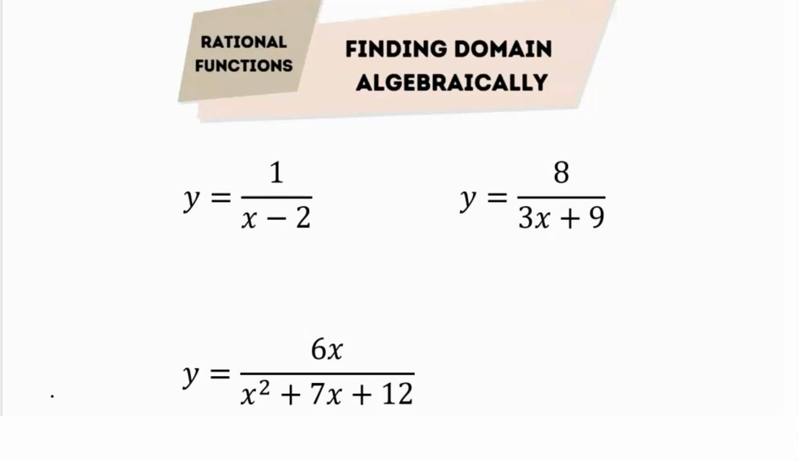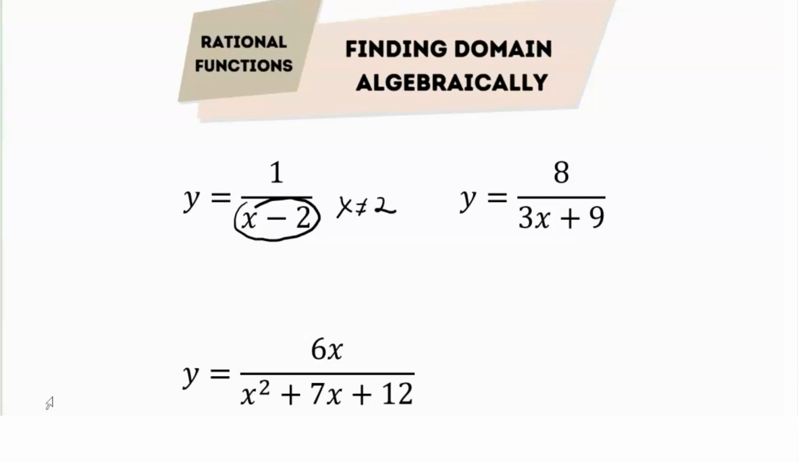So I have y equals 1 over x minus 2. What we want to remember is that if we divide by 0, it's going to be undefined. So with rational functions, it's either going to be a hole or it's going to be a vertical asymptote. So we want to make sure that we check the denominator here. I can see that x equal 2 would make this undefined. So that means that x equal 2 cannot be part of our domain.